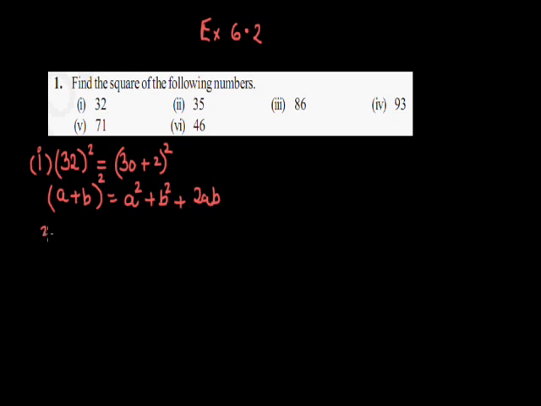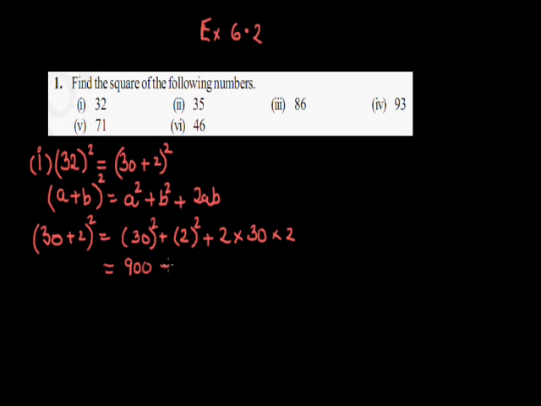So (30 plus 2) whole square will be equal to a square, that is 30 square, plus b square, that is 2 square, plus 2 into a into b. Here 30 is a and 2 is b. So I can solve: 30 square, that is 900, plus 2 square, that is 4, plus 120 is equal to 1024. So the square of 32 is 1024.